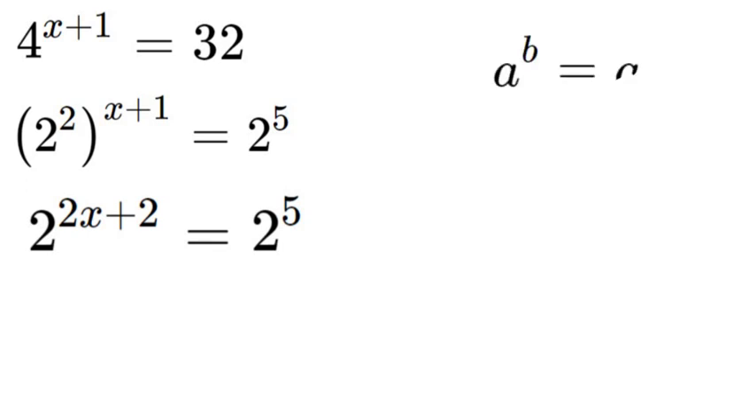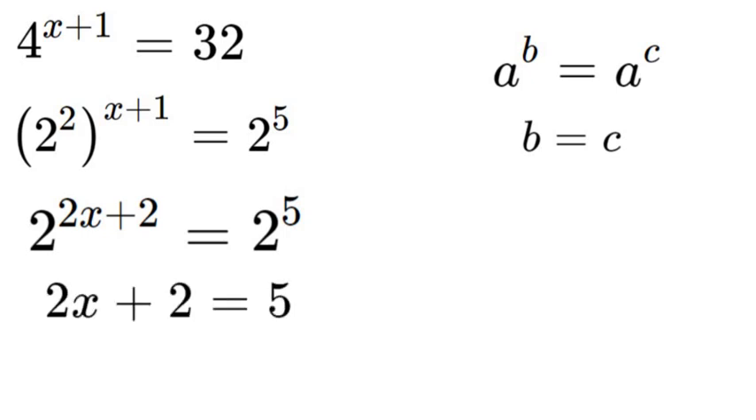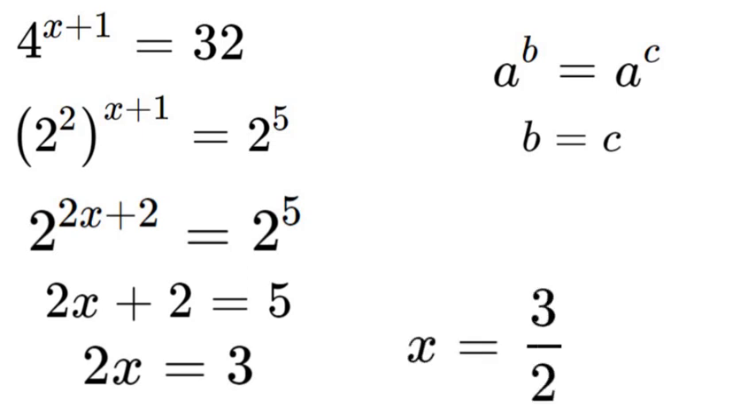Now, if we had a to the power of b is equal to a to the power of c, then we could say b is equal to c. So in this situation, 2x plus 2 would be equal to 5. So we would subtract 2. We'd have 2x is equal to 5, or 3, sorry. 2x is equal to 3, and then we would divide by 2. So we'd have x is equal to 3 over 2. Overall, that one was pretty simple. So let's go ahead and work on the next one.